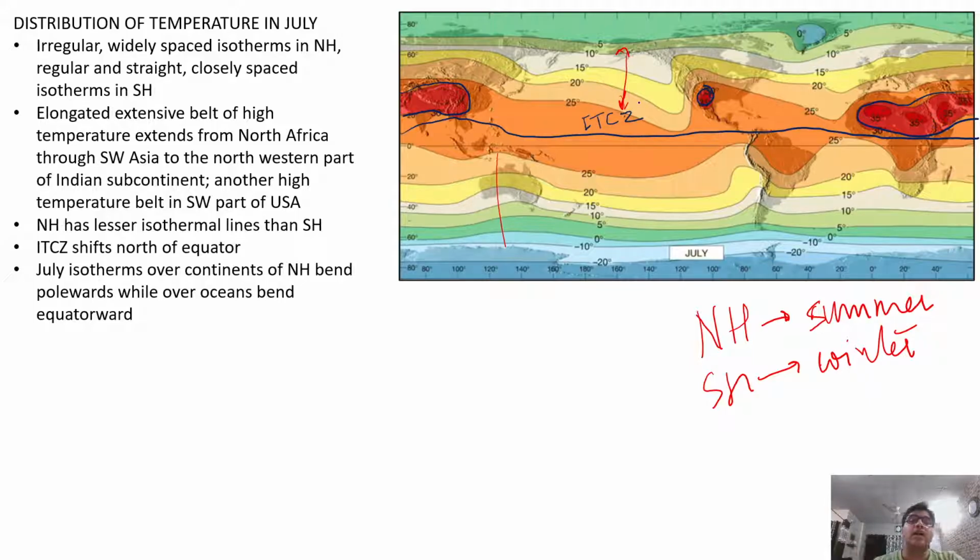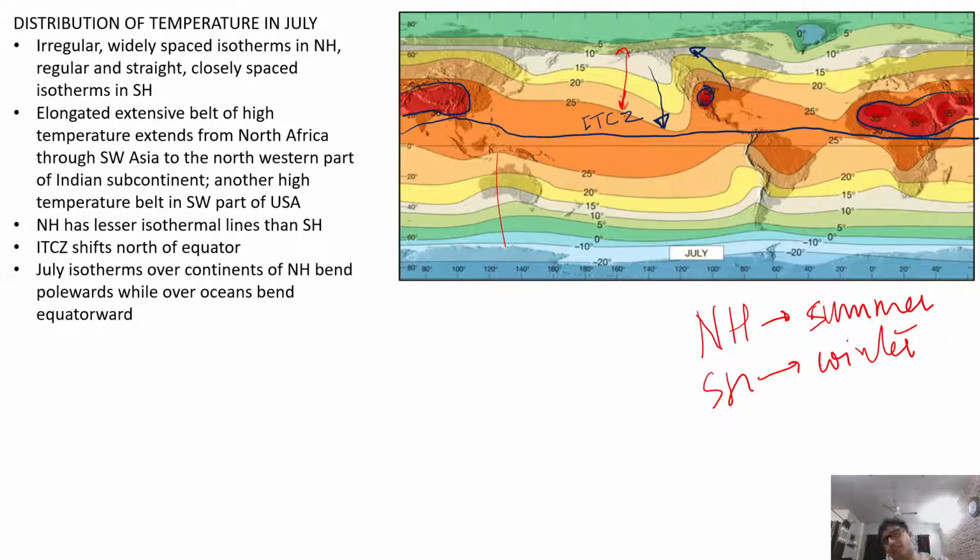So we just saw how the isotherms of January and July vary. Now, the July isotherms over continents bend towards the pole. See, the general trend of July isotherms over continents is towards the pole in the northern hemisphere, while that of oceans is towards the equator. So this tells us that the continents are heating very fast and are hotter than the oceans. That is why this trend.